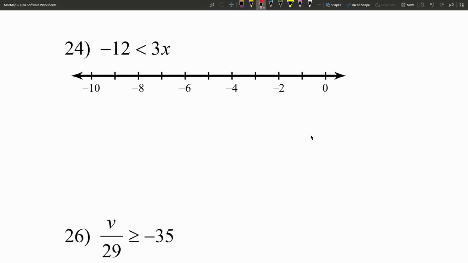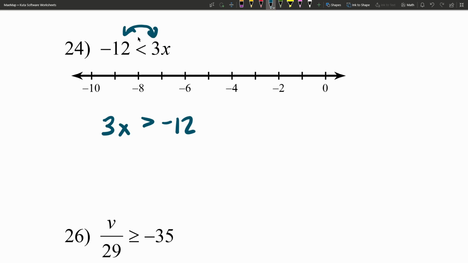In number 24, negative 12 is less than 3x. What I'm going to do just to mix it up is rewrite this, switching what side my variable is on at the very start. So I'm going to write that 3x is greater than negative 12. Again, all I did was switch which sides my variable is on.